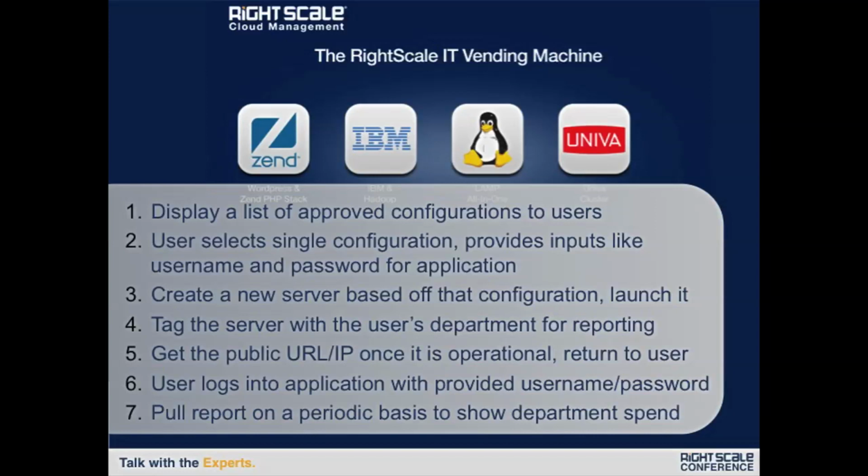You can then prompt for whatever inputs you need, like a username and password for the application. You create a new server based off of that configuration that you're offering. You launch it. You might tag the server, maybe with a department name or the user, for later reporting on it. You get the public URL and IP. Once it's operational, you return that to the user. The user logs into the application with the provided username and password that you gave back.